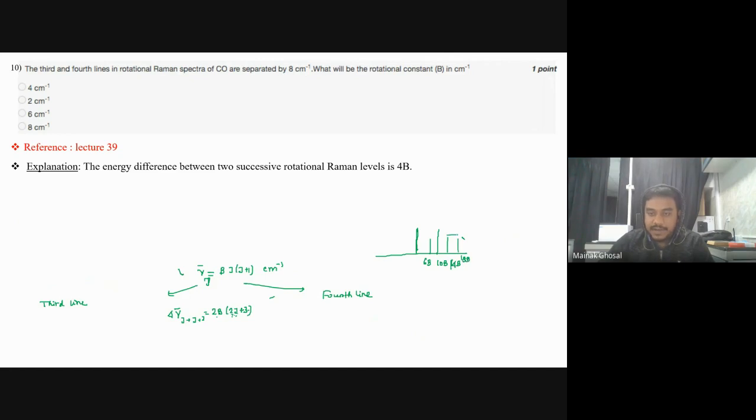Okay, so the difference between two successive levels in the rotational Raman spectrum will always be 4B. So this is the 6B line, which comes from the first line of Stokes or anti-Stokes, but from then it is always a 4B gap. Okay, so you have been told that your third and fourth line is separated by 8 centimeter inverse.